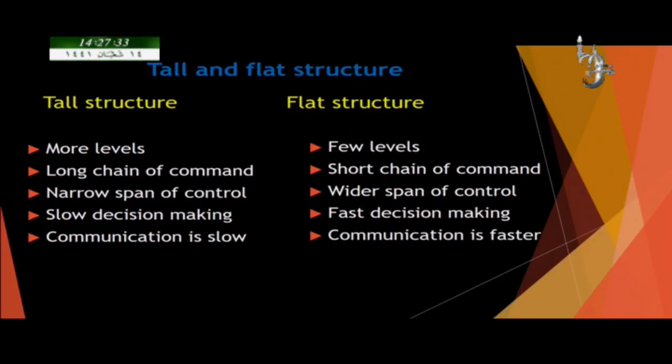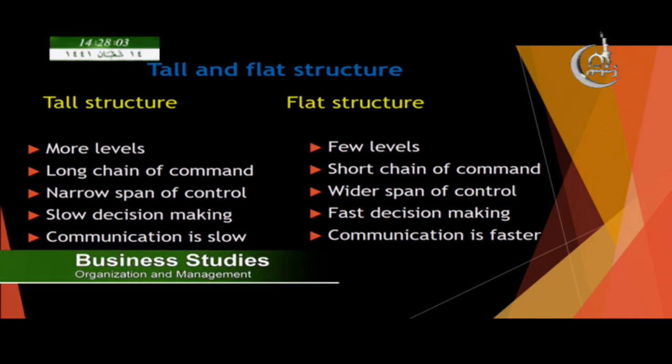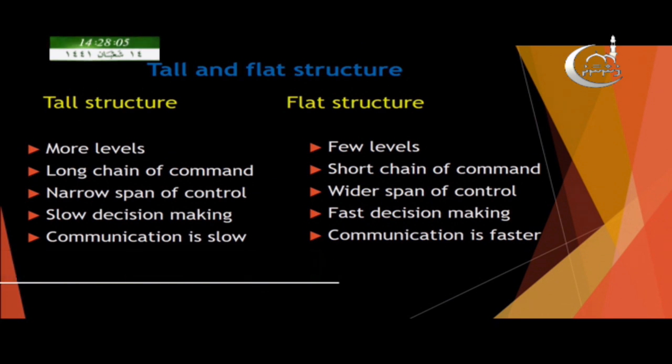I have summarized and put them in a table, so it will be easy for you to compare. So tall and flat structure: in a tall structure more levels, in a flat structure few levels. Then tall structure, long chain of command as they have many levels. Flat structure is just the opposite, short chain of command as they have fewer levels. Then tall structure, narrow span of control, meaning few employees are working under one manager. Flat structure, wide span of control, meaning under one manager more employees are working.